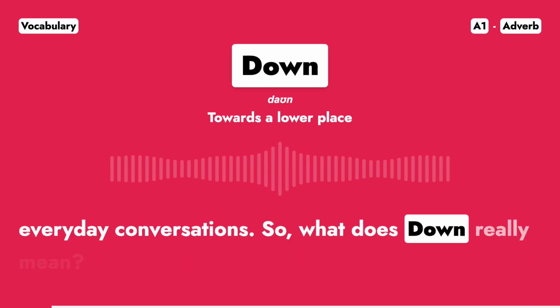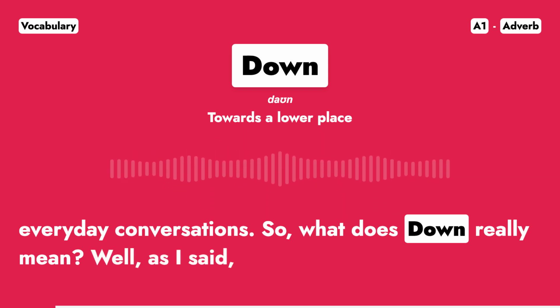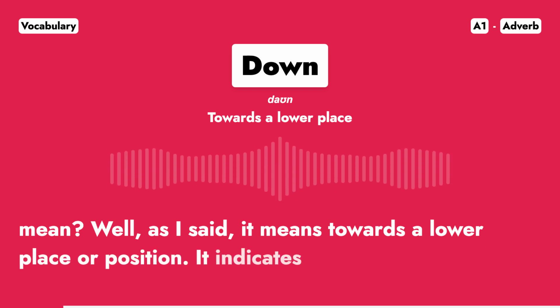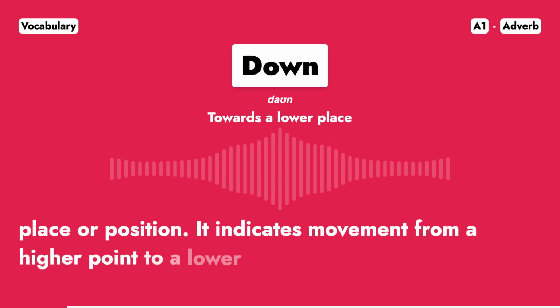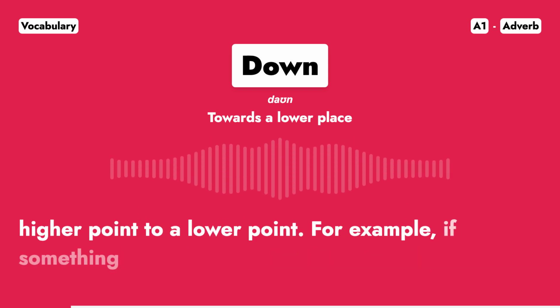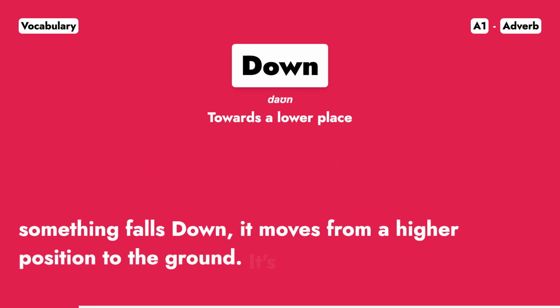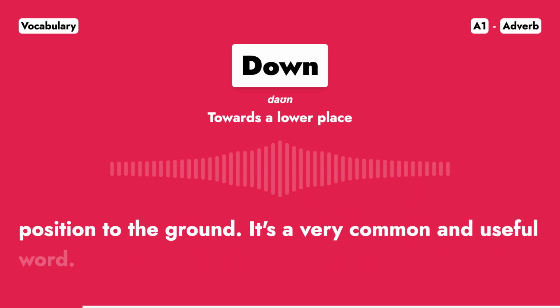So what does down really mean? Well, as I said, it means towards a lower place or position. It indicates movement from a higher point to a lower point. For example, if something falls down, it moves from a higher position to the ground. It's a very common and useful word.